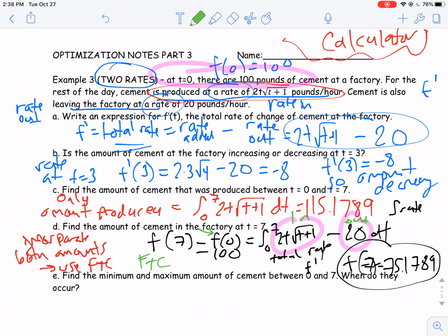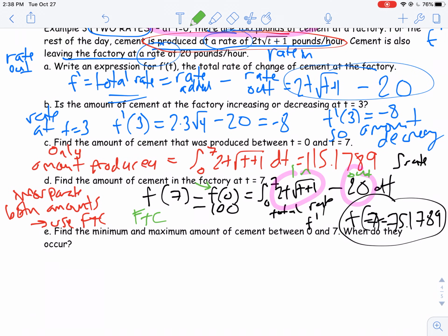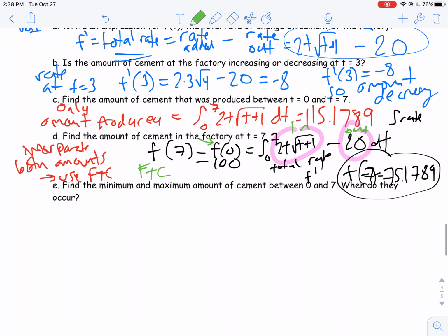Okay, now this is going to be helpful to us on part E. Part E says find the min and maximum amount of cement between 0 and 7. When do they occur? And this strategy on the two rates problem is almost identical to what we did on the last one. So just like before, I need to go ahead and find my possibilities. So those possibilities, of course, are the endpoints. So that's t equals 0, t equals 7, as well as any critical points.